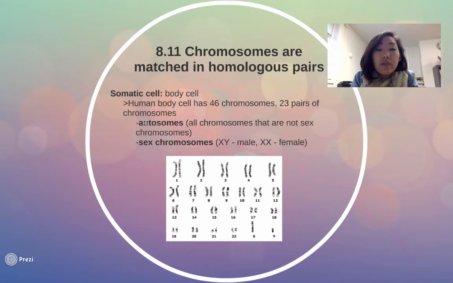Autosomes is a name for any chromosome that's not our sex chromosomes. And then sex chromosomes are special chromosomes that designate what gender you are. And our sex chromosomes are either XY for male or XX for female.